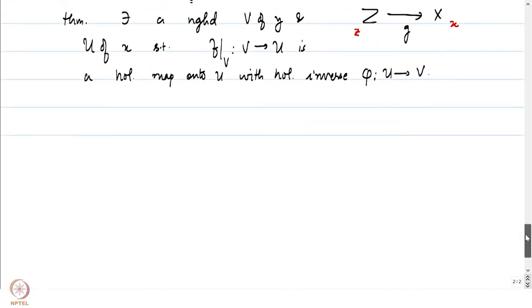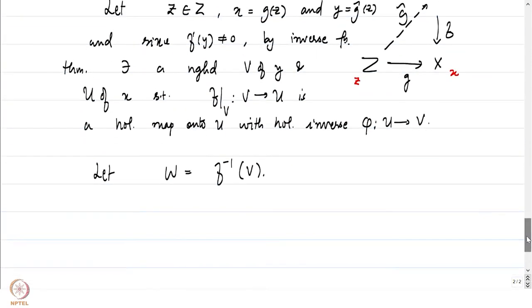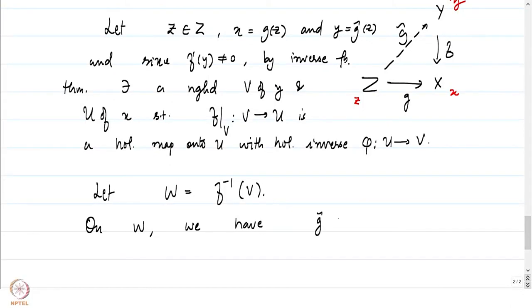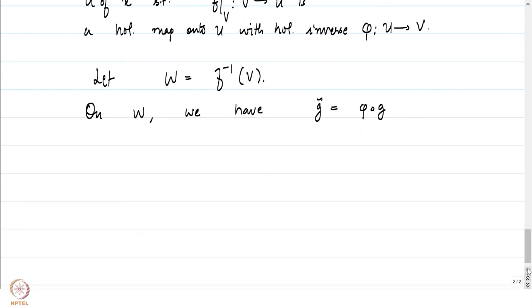So phi is now from U to V. Let W now be equal to F inverse of V. Now, if you look at W, that's a neighborhood of Z, and on W, I'll just write directly that G tilde is just going to be equal to phi composed with G. This is on W. By a very similar argument as in the previous theorem, we can conclude that this is the case, and both G and phi are holomorphic. Since G and phi are holomorphic, we have G tilde is holomorphic on W.